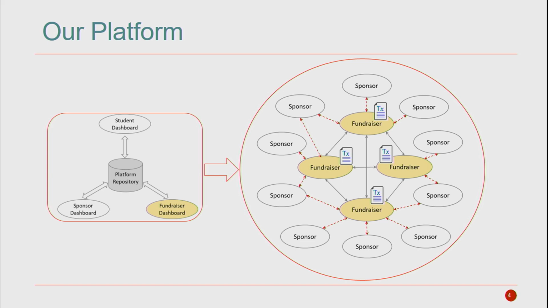As you can see, there are 3 parties involved in our platform. That's the student, the fundraiser, and the sponsor. They're discussed in depth in the chapter.